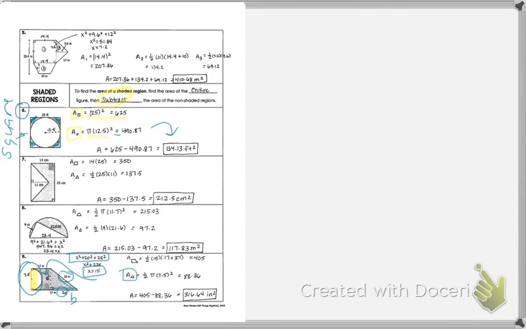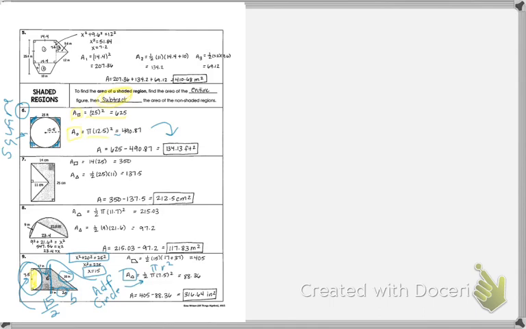This is a half circle, so I have to put a half right in front of my pi r squared. How do I get my radius? If I know this entire thing is 15, well, I divide that by 2, and that gives me my radius.